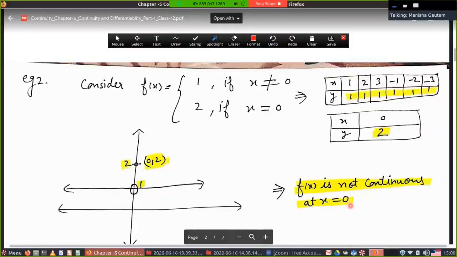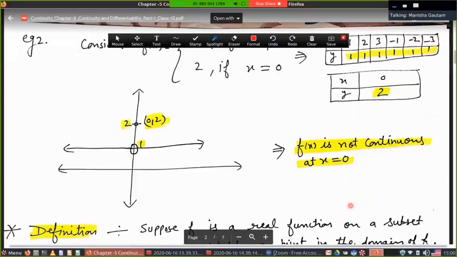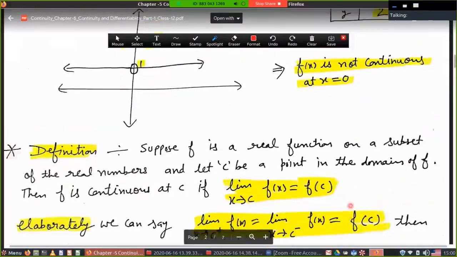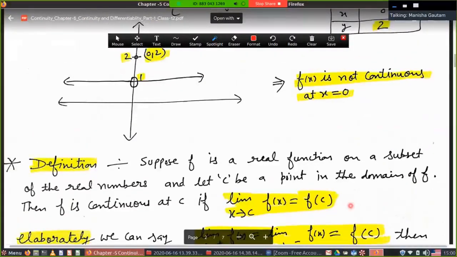We have discussed two graphs where you are lifting the pen to plot the graph. That's why the function is not continuous. Now here is a definition regarding continuity. Suppose f is a real function on a subset of the real numbers. Let C be a point in the domain of f. Then f is continuous at C if the limit as x tends to C of f(x) is equal to f(C).